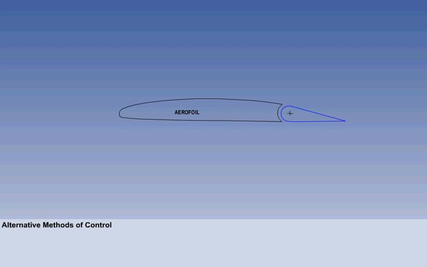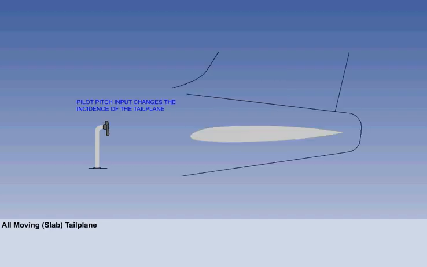It has been stated that aircraft are fitted with flap-type controls, and that flap-type controls generate the required moment about the CG by changing the camber of the aerofoil. There are two other types of control surface that do not change the camber of the aerofoil.